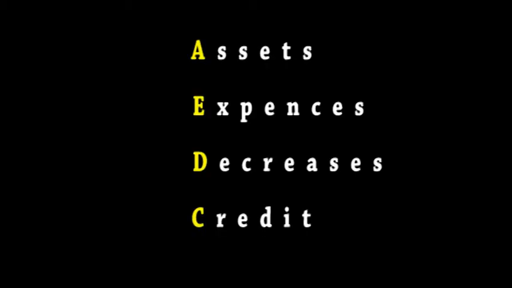it as credit. We have 2 more rules. That is AEDC, assets, expenses, decreases, credit, and LIDD, liabilities, incomes, decreases, debit. We don't need to remember these as these are just the opposites of AEID and LIIC. If you know AEID and LIIC thoroughly, that's more than enough.